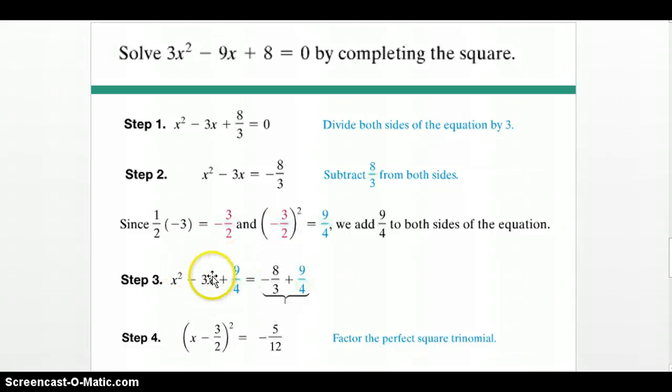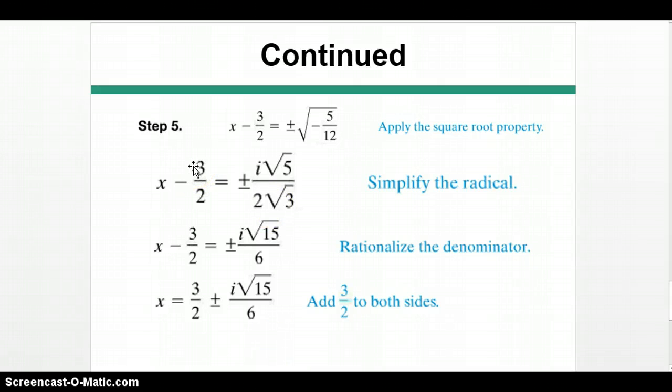This trinomial is a perfect square trinomial. So we can write it as the square of a binomial: x minus 3 over 2, squared, equals, by solving this, we'll get negative 5 over 12. Applying the square root property, we'll get x minus 3 over 2 equals plus or minus the square root of negative 5 over 12.